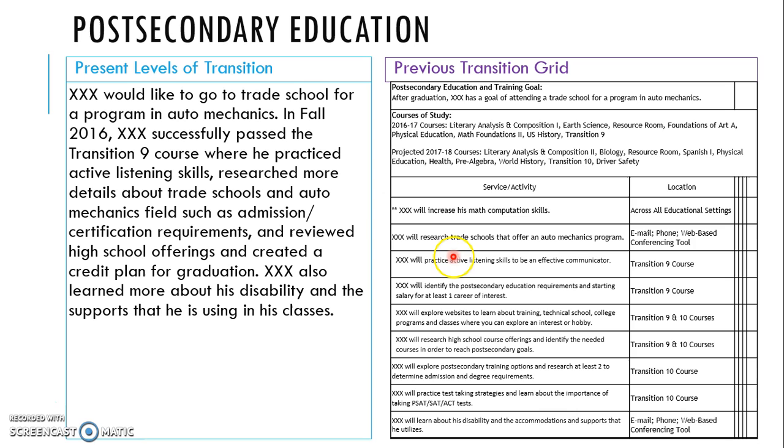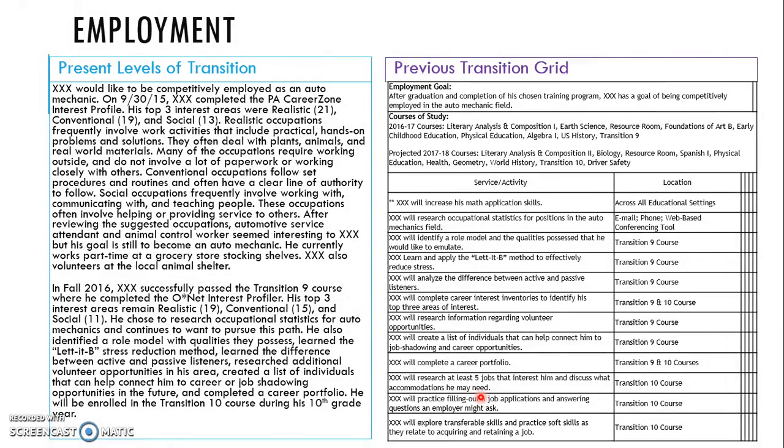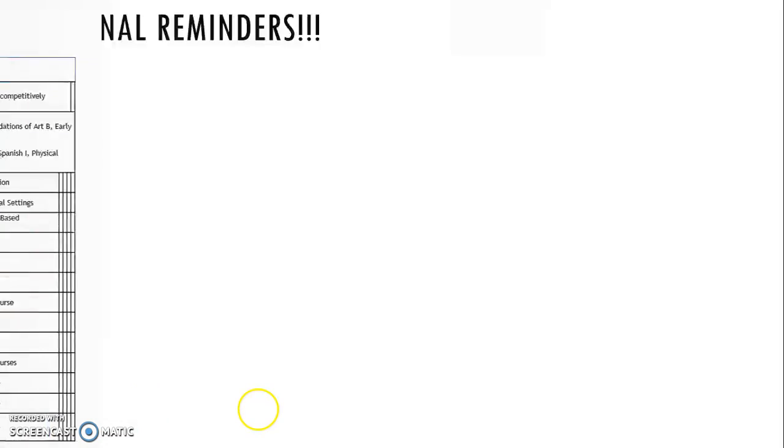So you would then be set to remove these Transition 9 activities and replace them potentially with the 11th grade ones. Same thing over here in employment. Look at how this transition present level is going. Look at how much information is there. It is just amazing. So you have all of last year's stuff. You have everything charted about what he did in the 9th grade transition course, and that he's going to be enrolled in 10th grade transition in his 10th grade year.